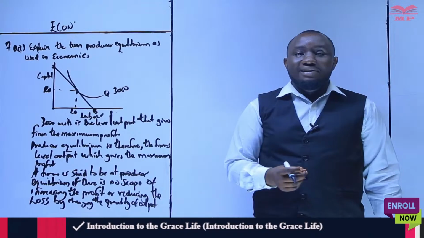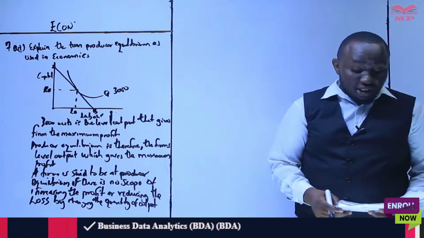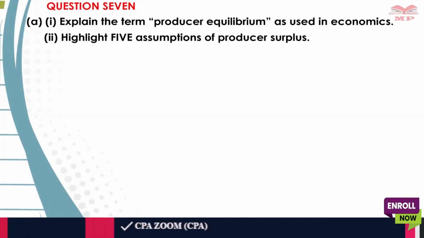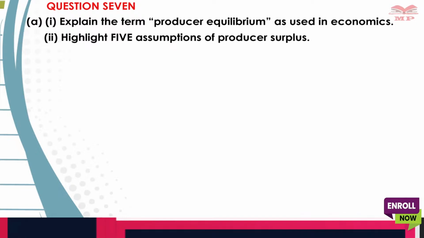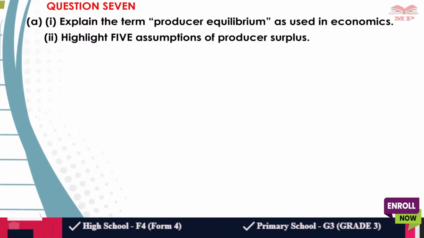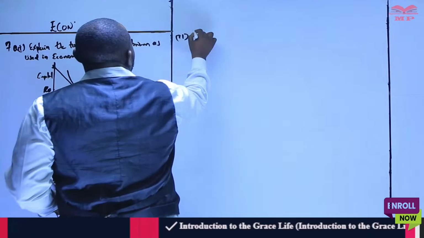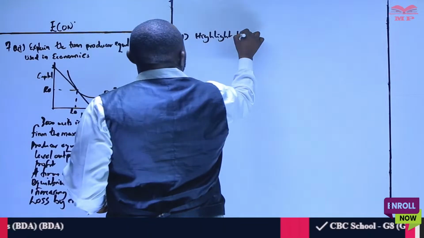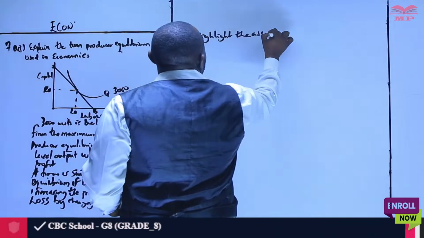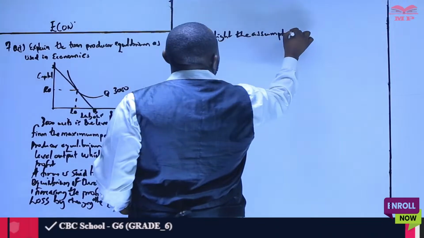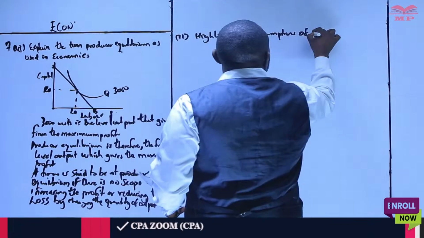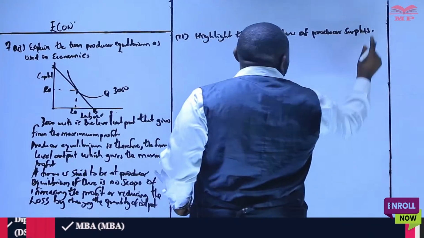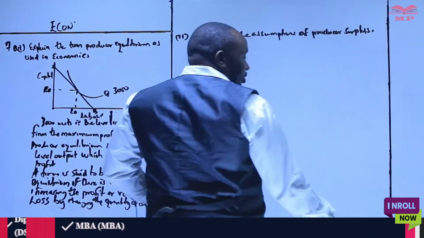We pick it up on the next question, question 7, A, Roman 2. The question says, highlight the assumptions of a producer surplus.